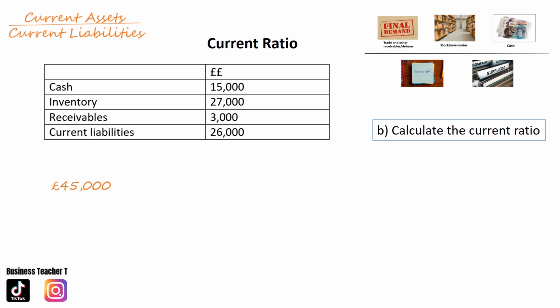Now we're required to calculate the current ratio. We know that the current assets are £45,000, and we put that information into the formula alongside the current liabilities, which are £26,000. And we have an answer of 1.73, or it could be 1.73 to 1. That means for every £1 of current liabilities, the business has £1.73 of current assets available.